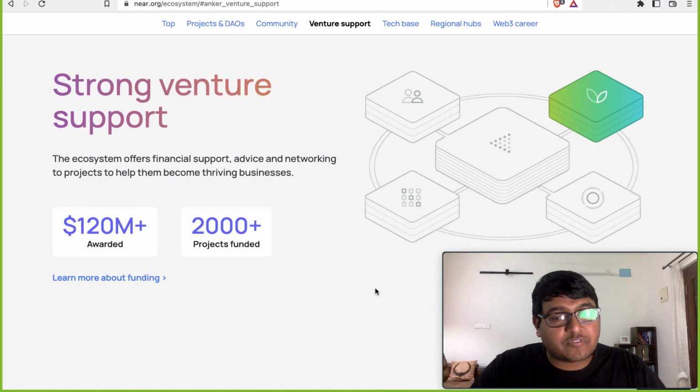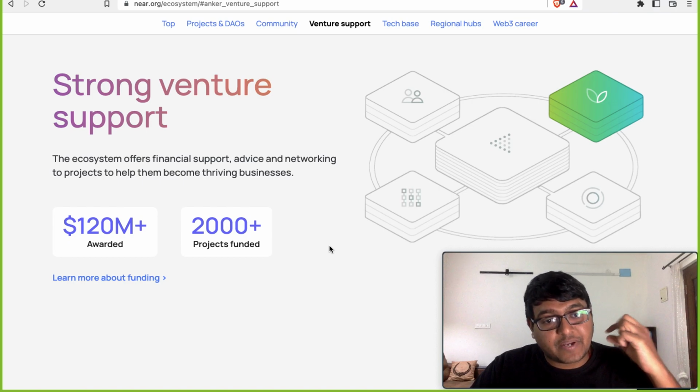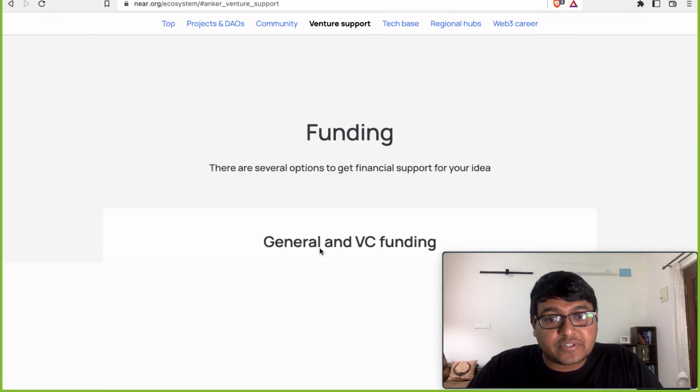Right? Maybe a small fraction of them survive, but I think this is something that all blockchains, at least layer one blockchains, have to do to create a critical mass of apps so that more users come in and then the blockchain eventually takes off. So going by that, they are definitely on the right path.